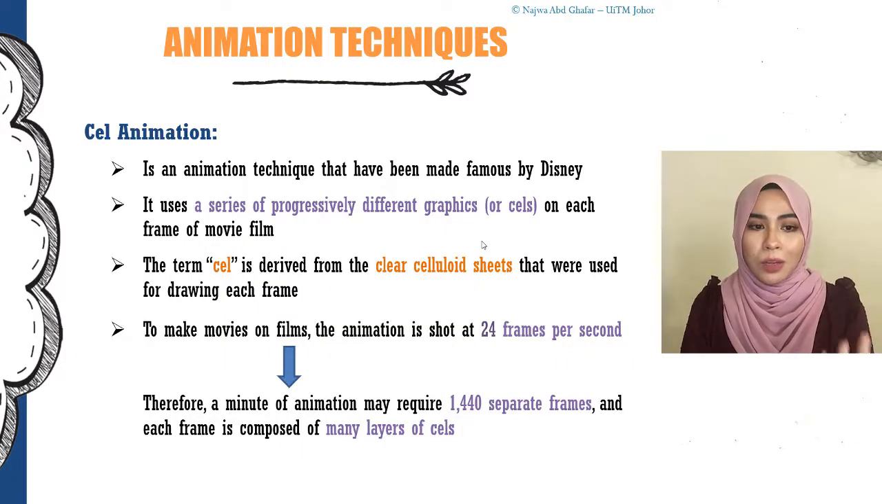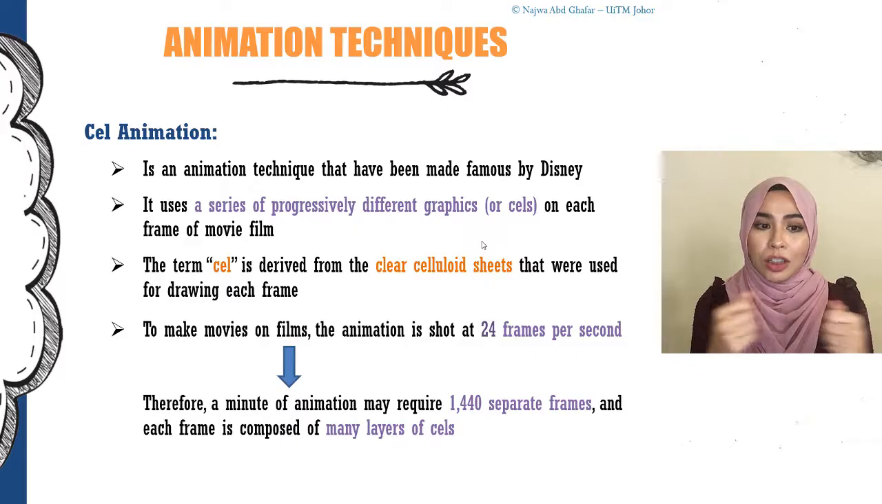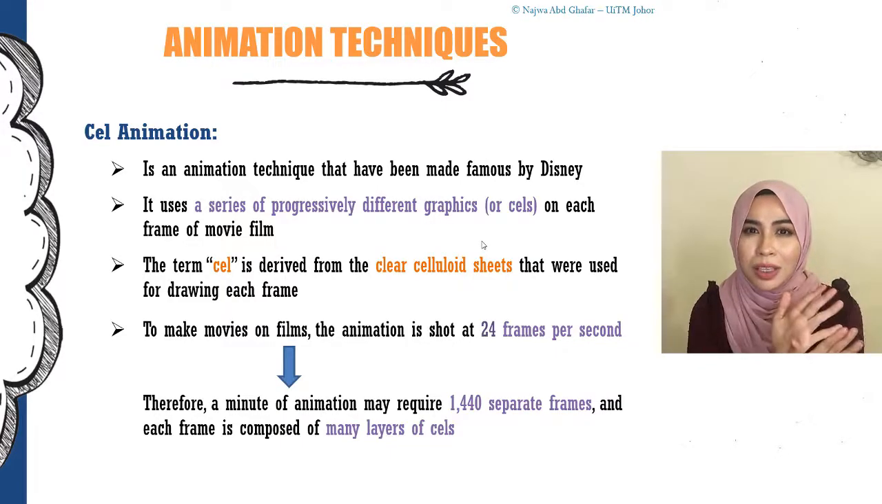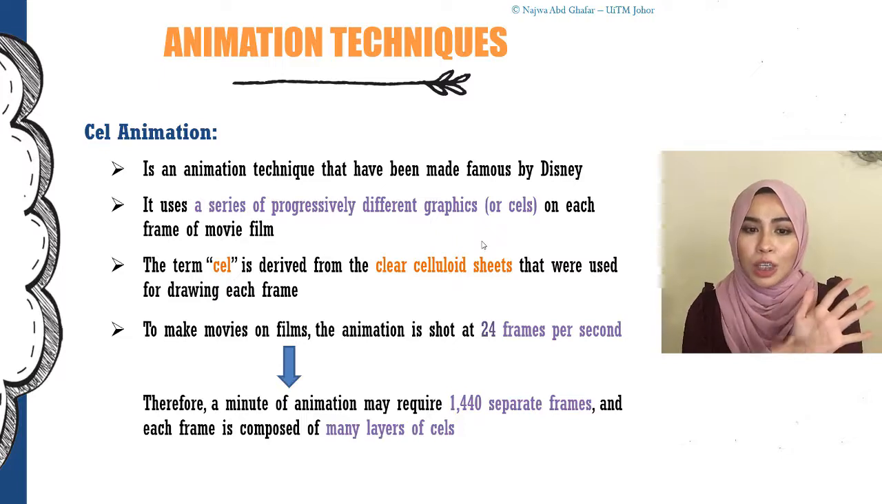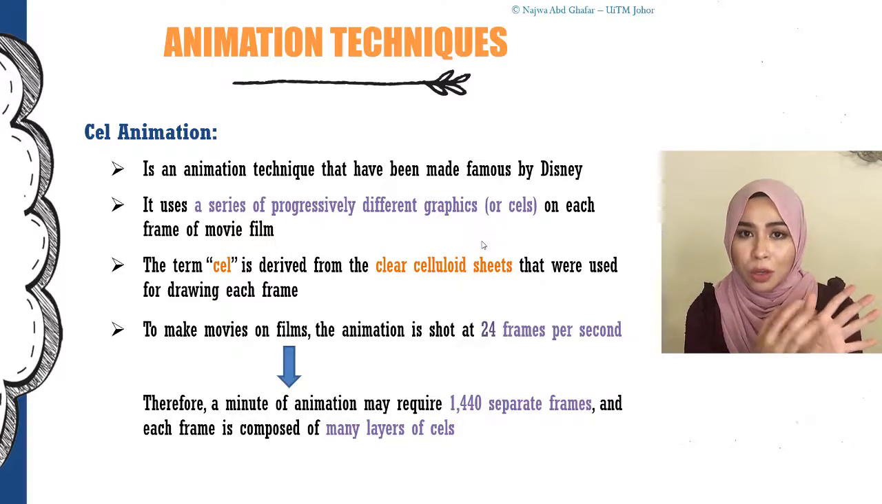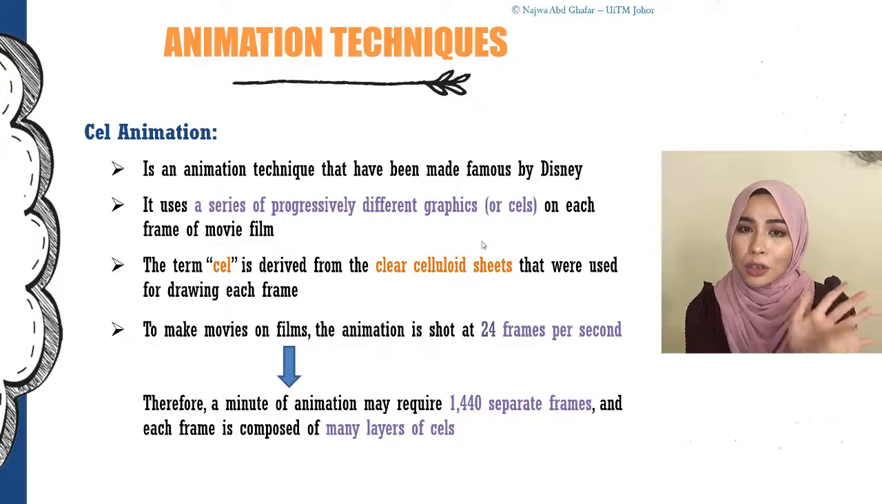So how it works is that each animation uses this clear celluloid sheet. This is known as a cell, where you have this clear plastic. On this clear plastic, you will draw your animation. So each movement that you do, you will draw it on that clear plastic.